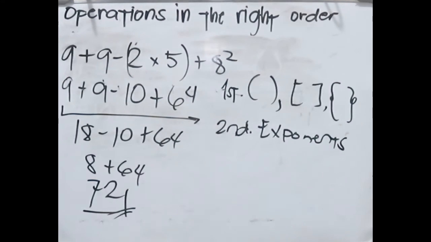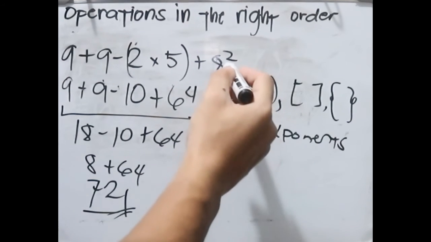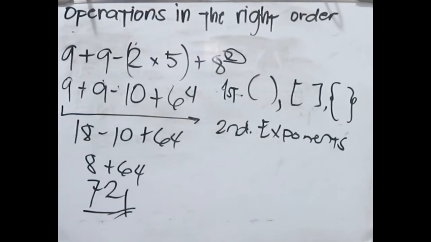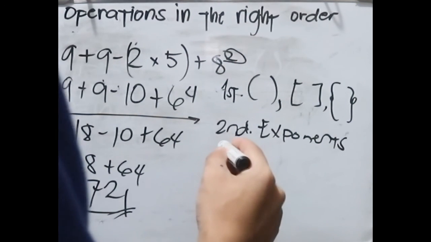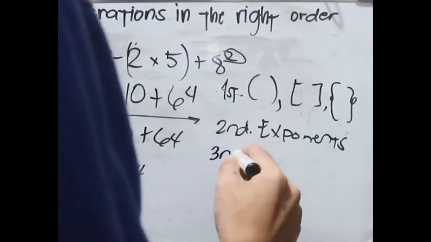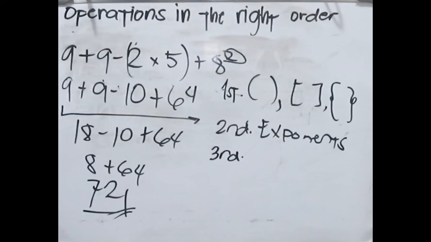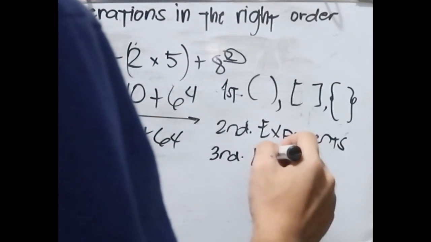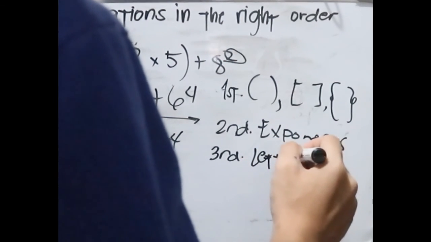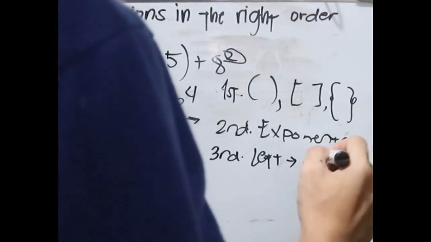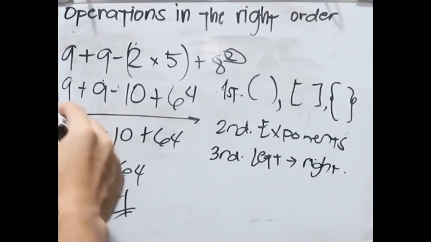So, when we say exponent, siya yung mga numbers katulad nito. Yung maliliit na numbers na nasa taas ng base number natin. So, third step, gawin natin yung mga operation from left to right. Katulad ng ginawa natin dito.